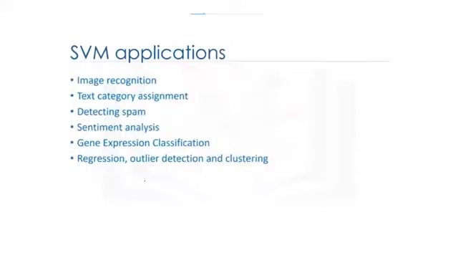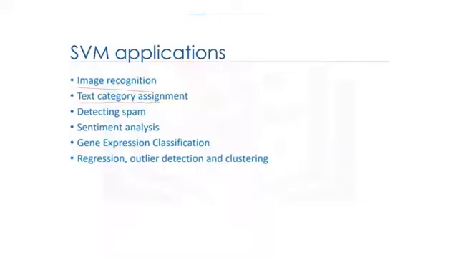Now the SVM can also be used in image recognition. For that, the image data has to be converted into a numeric format, and then you can differentiate what this image is, whether it is a dog or a cat, a cycle or a car. So you can categorize multiple objects in the images through this particular SVM algorithm.